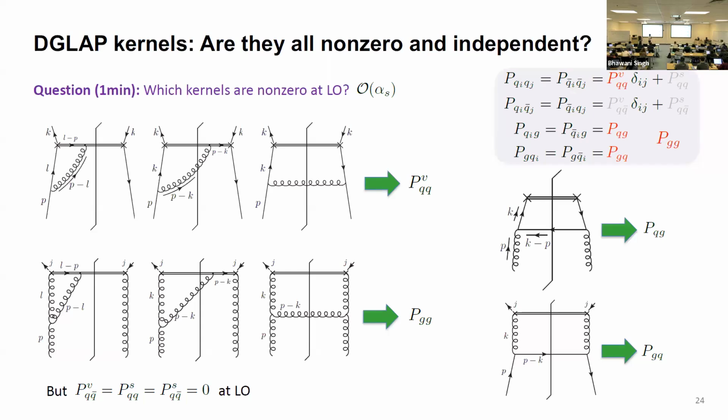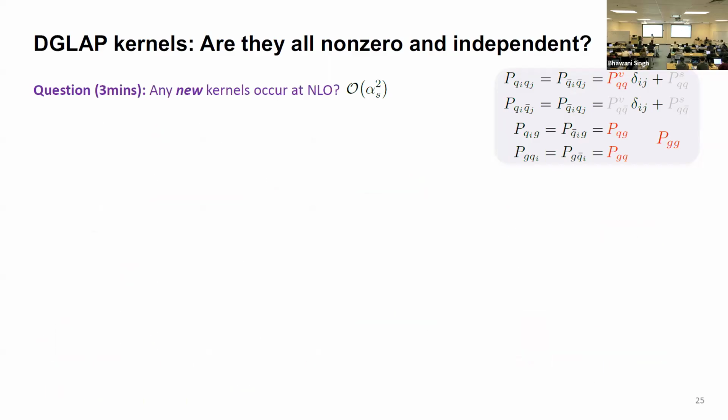We'll talk about the phenomenological aspect later, but for now, I want you to think about whether any of the other three kernels are generated at next to leading order, or alpha S squared order, if you have two splittings. You have 3 minutes to think about this, and feel free to ask if you have any questions. The reason I give you 3 minutes is because it's not so simple, so you need to think hard about this.